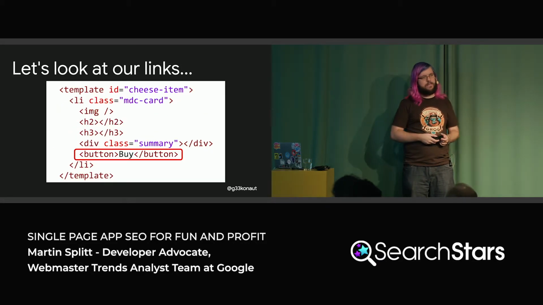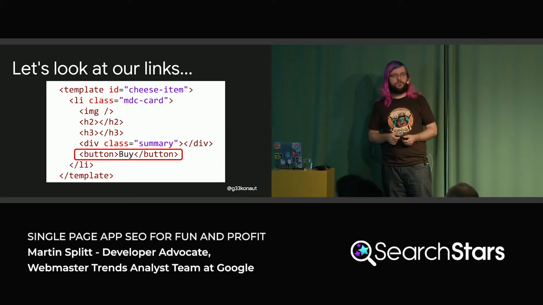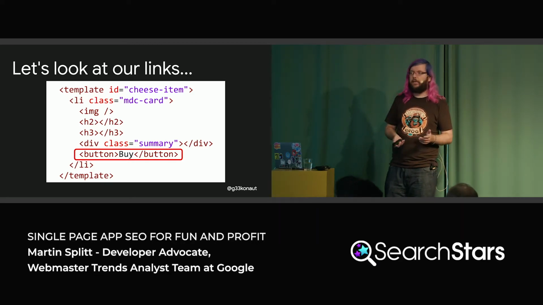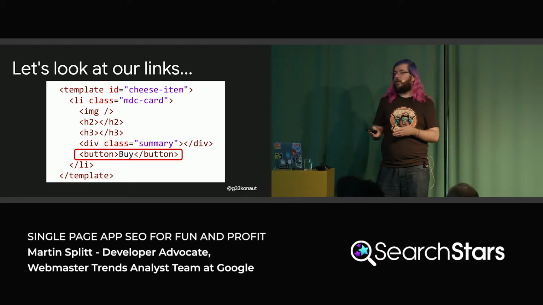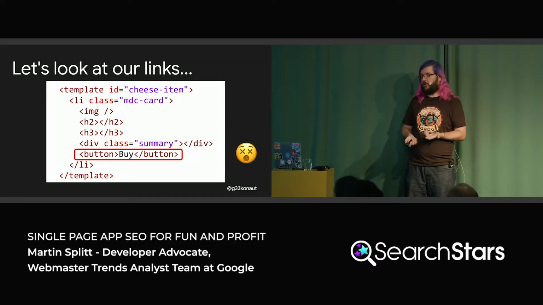One problem here is that, for instance, these links won't show up. Let's say this buy thing here goes to a product detail page where you can then decide if you actually want to buy it, how much you want to buy, maybe variations of the specific cheese. It's a button. It might take you to a different URL, but this doesn't. That's just the button, which is not good.